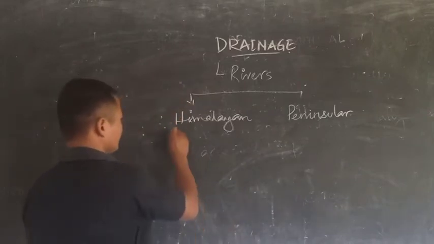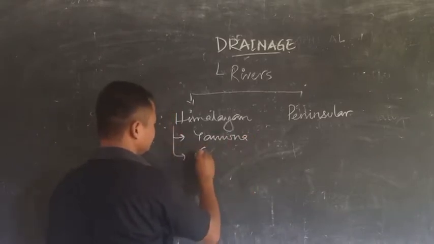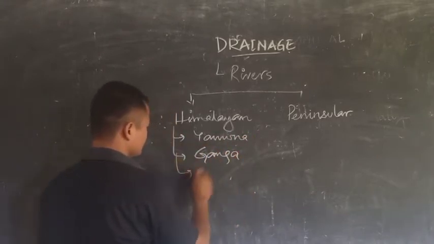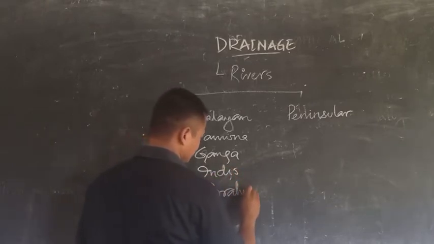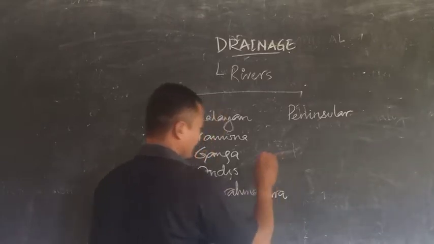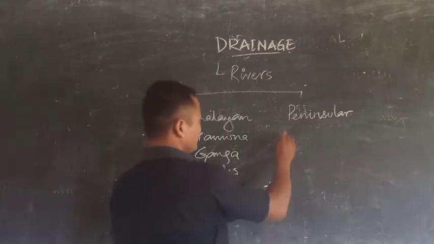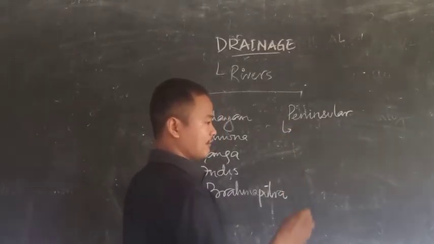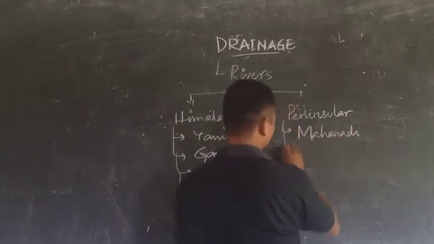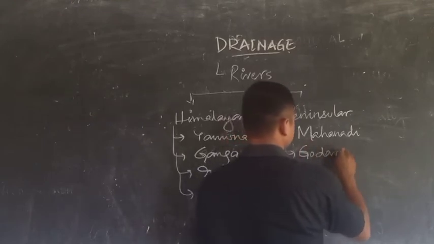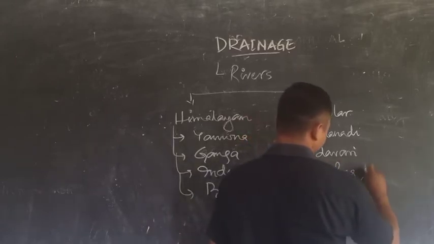Now, under Himalayan rivers, the important ones we see are the river Yamuna, the Ganga, the Indus, and then the Brahmaputra. In a similar way, Peninsula rivers are equally important compared to the Himalayan rivers. Among the Peninsula rivers, the important ones we find are Mahanadi, Godavari, Krishna and Kaveri.